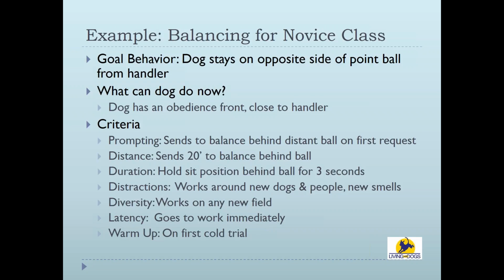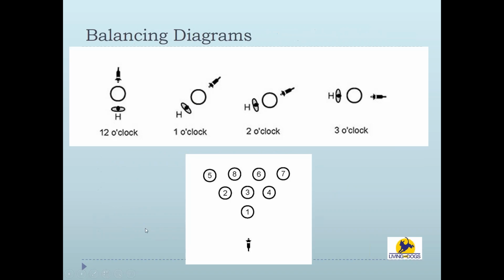So our criteria is we want them to send out to balance behind the ball on the first request. They're going to send out 20 feet if they're a medium-sized dog. They're going to hold position for 3 seconds. They're going to work around new dogs and people and new smells. And they're going to be able to do this anywhere. So this is the goal. This is like the ideal. And we want them to go to work immediately on the first cold trial. So that's where we're headed. So we have a roadmap now.